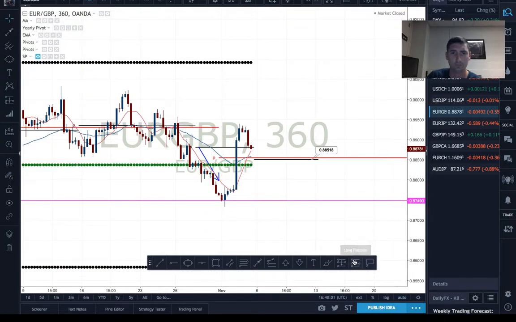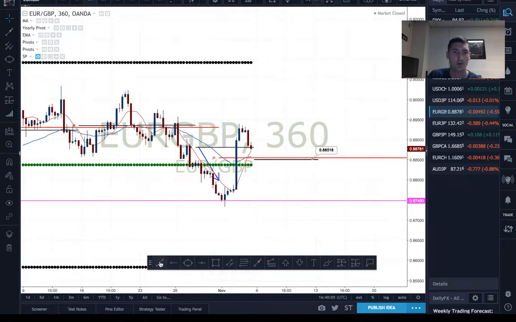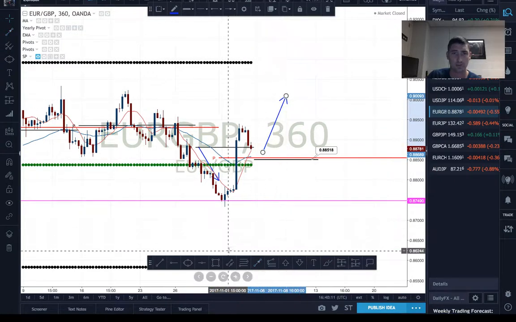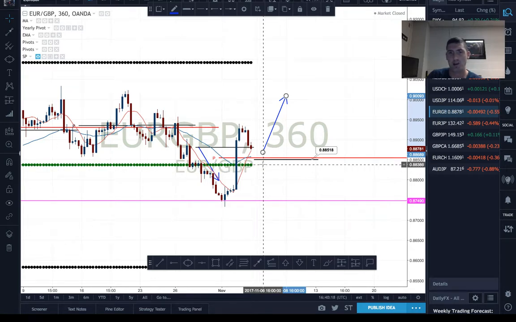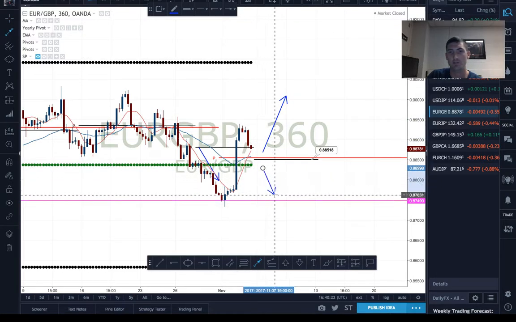Euro pound. Euro pound is currently open above the weekly and the monthly. Look for support and for price to continue higher. If price does get below, look for price to get below this 88.38, 88.40 range for price to head lower.